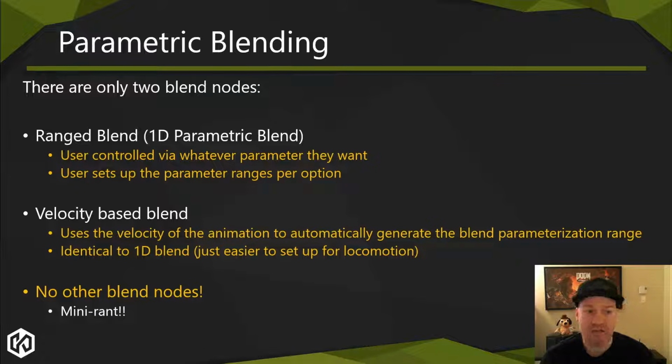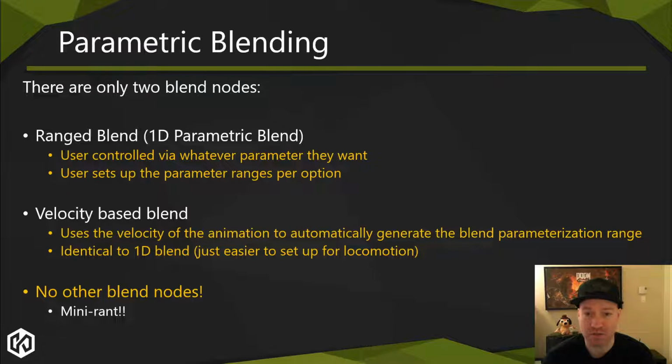I have a secondary node called a velocity-based blend. This one is primarily there to avoid the parameterization issue for speed, because it's just such a common use case. All that it does is it's a 1D blend where the parameterization is calculated from the animations that you plug in. It's just syntactic sugar. Those are the only 2 blend nodes.